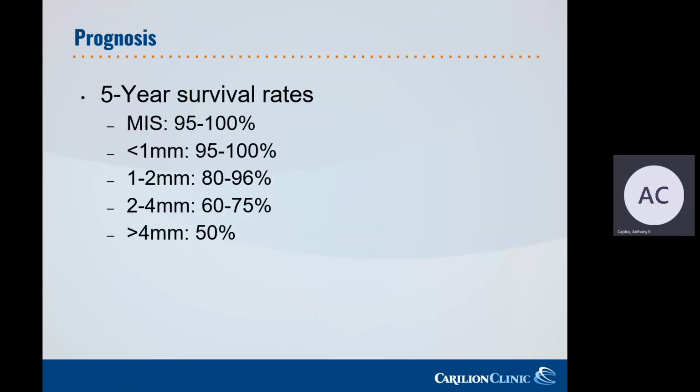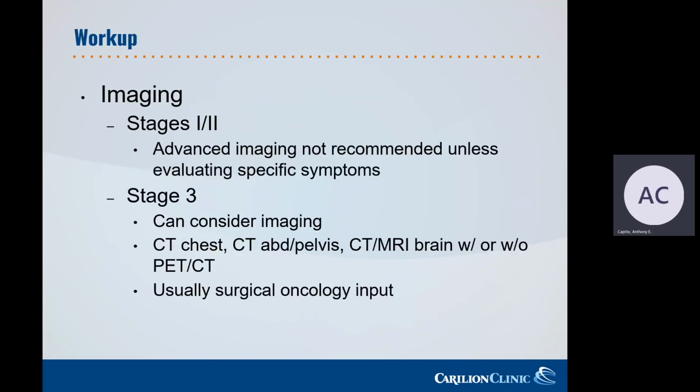So prognosis, once again, we're talking about Breslow depth, so the depth of the melanoma. Melanoma in situ should be 100% because there's very little risk that it can spread as it's confined to the epithelium only. If it's less than 1 millimeter, once again, thin stage T1 melanoma, 95 to 100% at 5 years. 1 to 2, 80 to 96, 2 to 4, 60 to 75, then greater than 4 millimeters, high risk of spread, 50% survival at 5 years, the worst prognosis for those large, very deep melanomas.